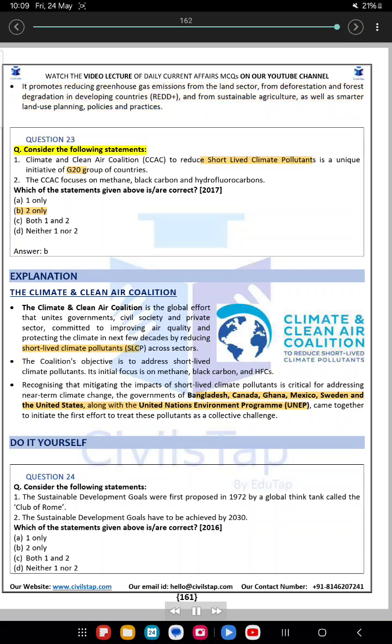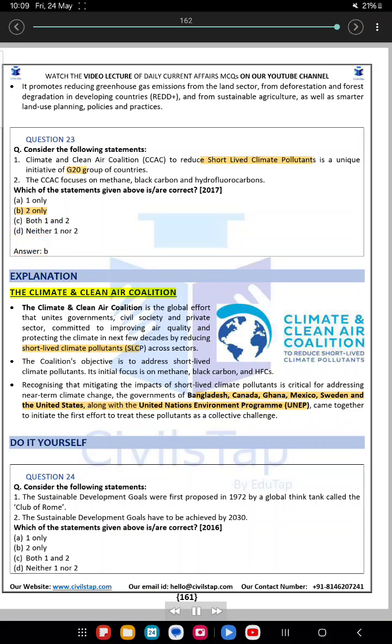Question 23. Consider the following statements. 1. Climate and Clean Air Coalition, CCAC, to reduce short-lived climate pollutants is a unique initiative of G20 group of countries. 2. The CCAC focuses on methane, black carbon and hydrofluorocarbons. Which of the statements given above are correct? 2017. A. 1 only. B. 2 only. C. Both 1 and 2. D. Neither 1 nor 2. Answer B.